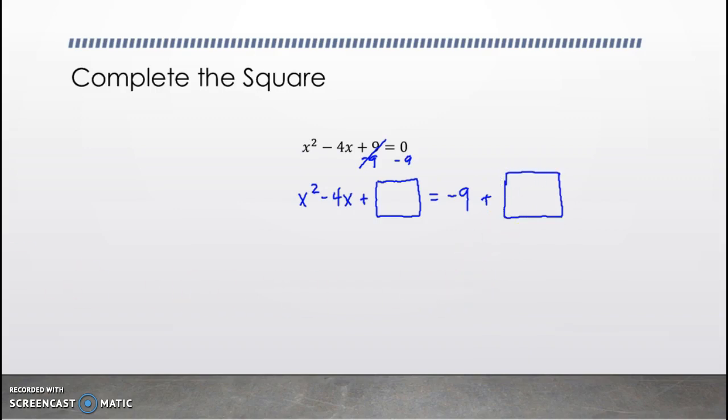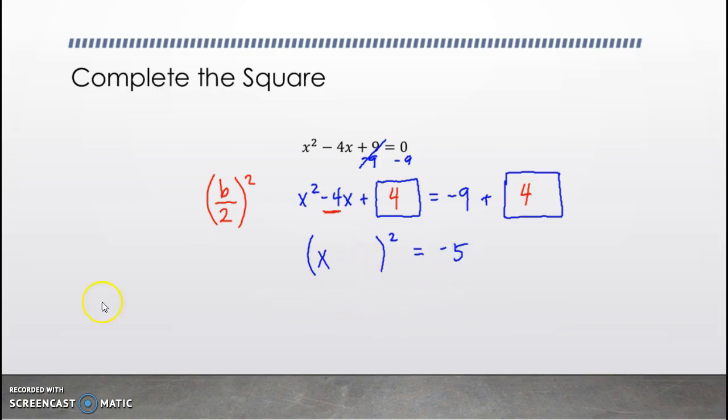Now to figure out what goes inside that box, I'm going to take my b term, divide it by 2, and square it. My b term in this case is negative 4. Negative 4 divided by 2 is negative 2, and negative 2 squared is 4. So I'm going to put a 4 in both boxes. Then on this side, I'm going to write it as x plus or minus something squared. And on this side, negative 9 plus 4 is negative 5.